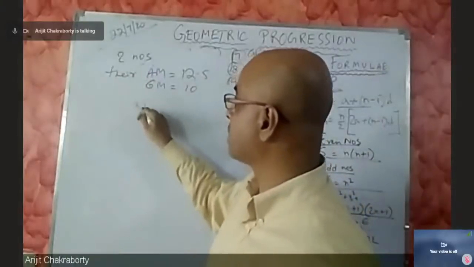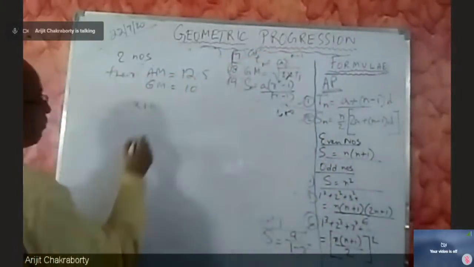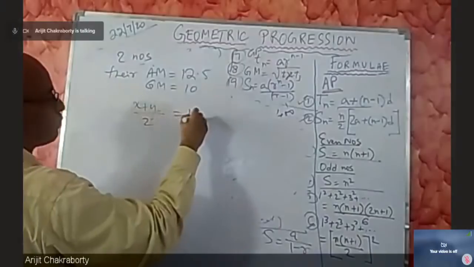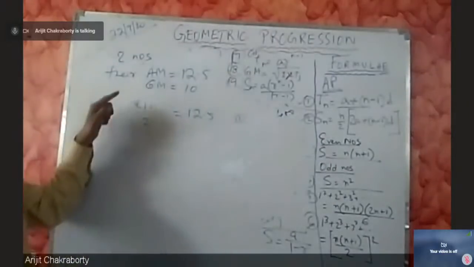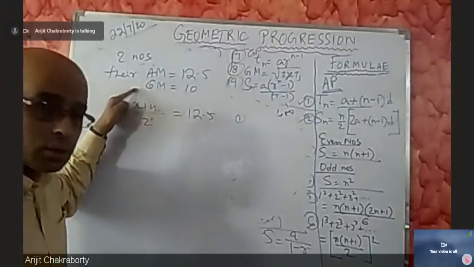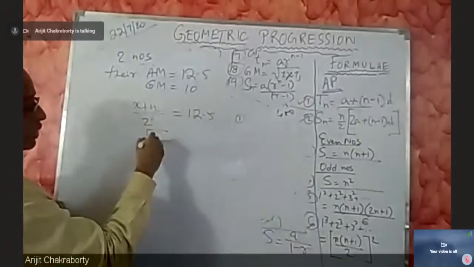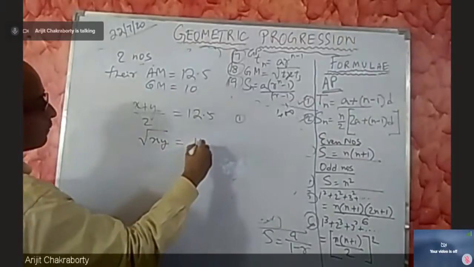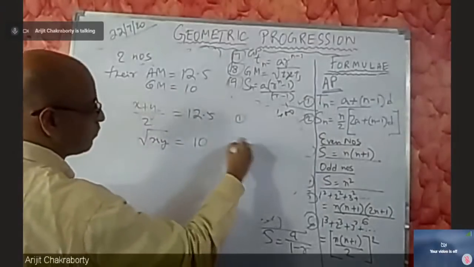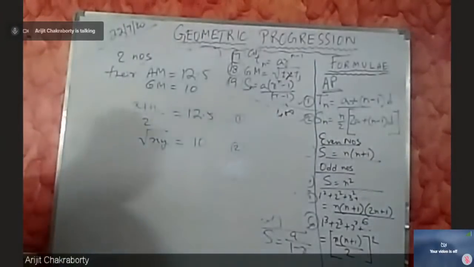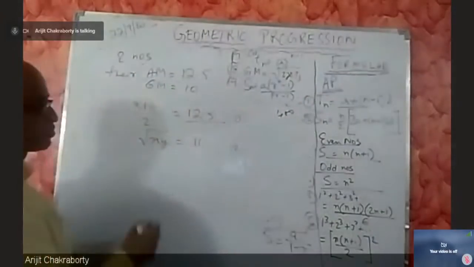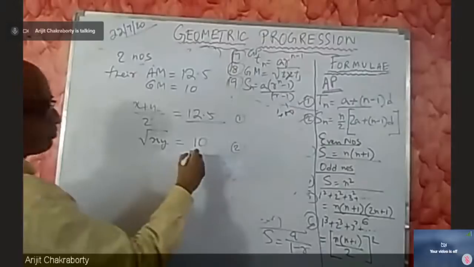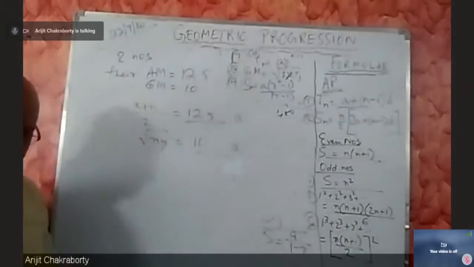So X plus Y by 2 is equal to 12.5. This is the first equation. And their GM means the square root. So root over XY equal to 10. This is equation 2. So please see the equations. X plus Y by 2 equal to 12.5 is 1. And root over XY equals 10, this is equation 2.